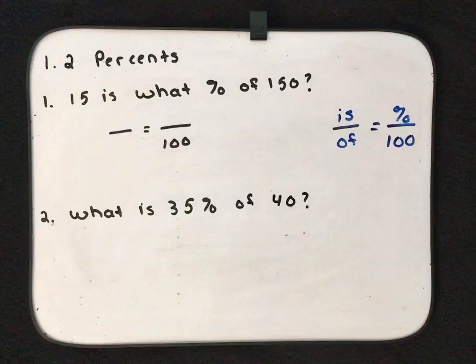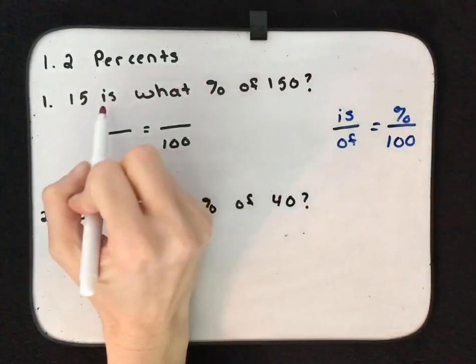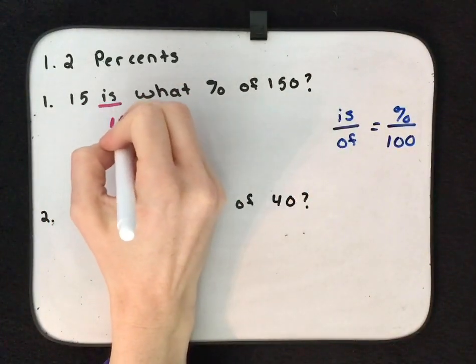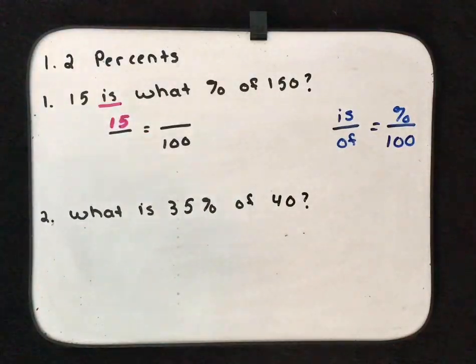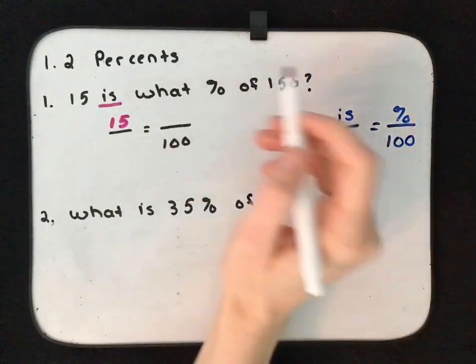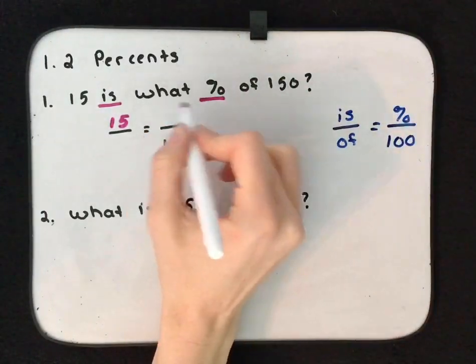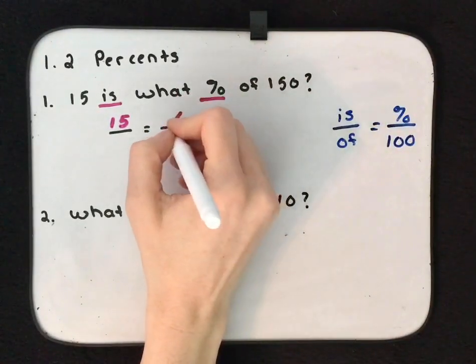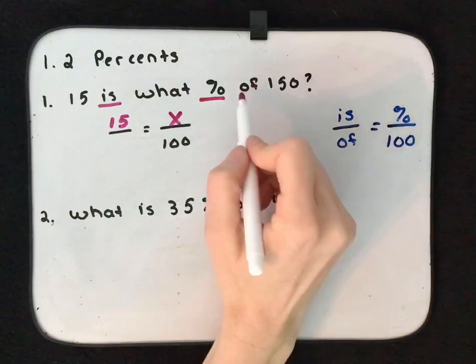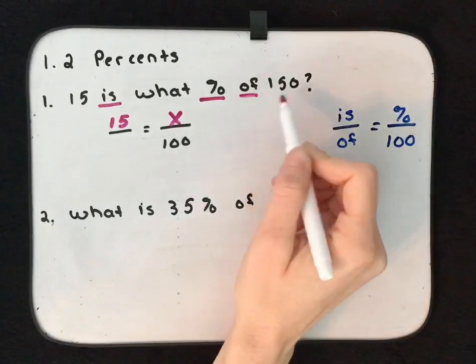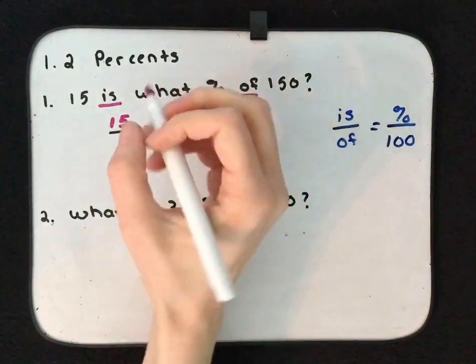So we have 15 is, well, there we go. There's our first key word, "is." So 15 is. So 15 goes where we see the "is." What percent? Well, there's our next key piece. There's our percent. What percent? Well, we don't know, so that's the x. And here's our last key word, "of." "Of" is our final piece down here, and it says of 150.